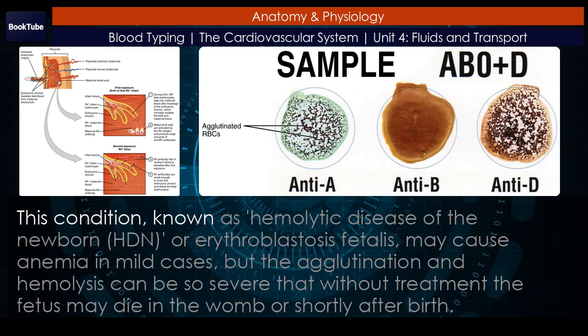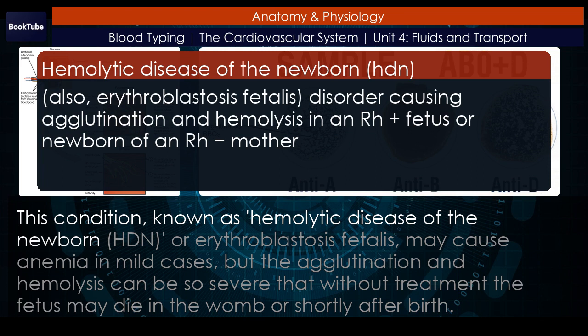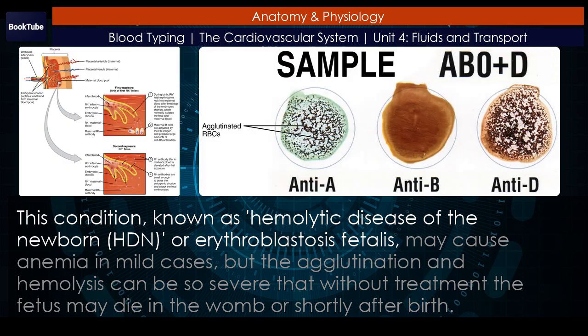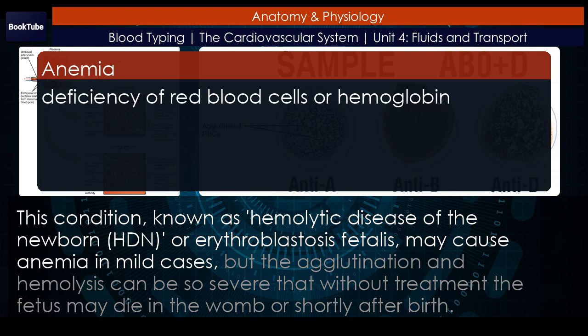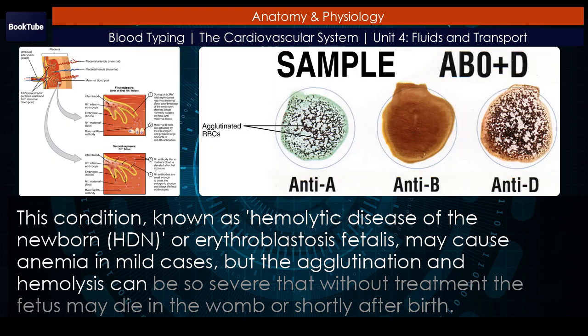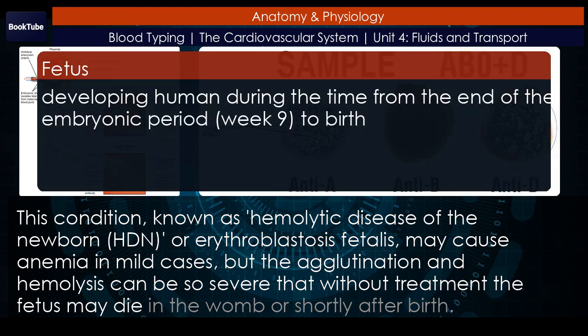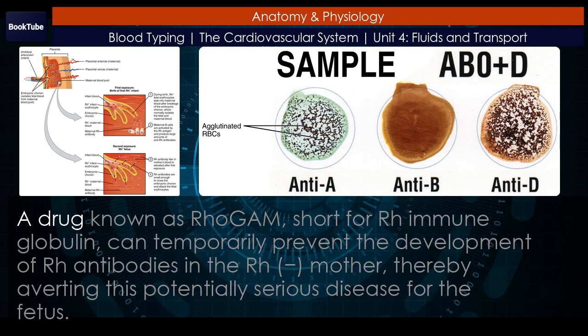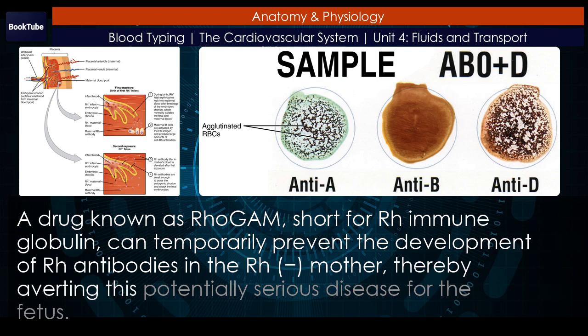This condition, known as hemolytic disease of the newborn, HDN, or erythroblastosis fetalis, may cause anemia in mild cases. But the agglutination and hemolysis can be so severe that without treatment the fetus may die in the womb or shortly after birth. A drug known as ROGAM, short for Rh immune globulin, can temporarily prevent the development of Rh antibodies in the Rh minus mother, thereby averting this potentially serious disease for the fetus.